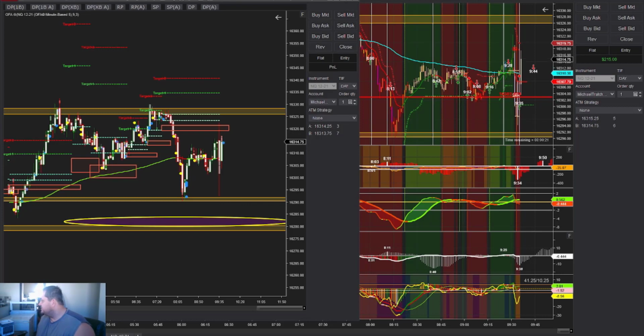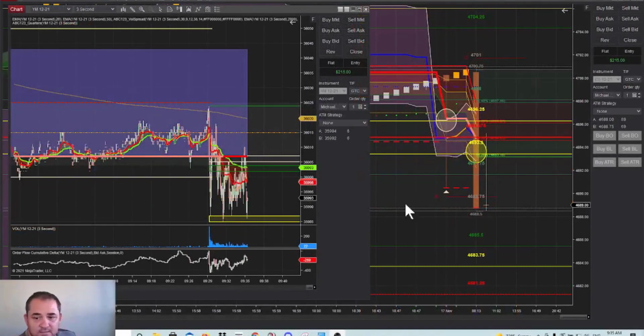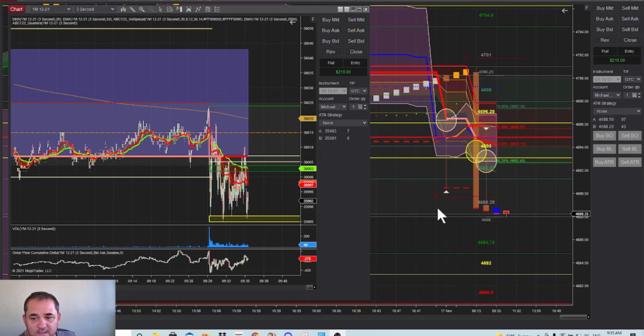Now let's start taking a look at the ES transition. On the ES, we're almost ready to break. See, they're playing games right now. But if you look at YM and ES, we don't want to be in this game. We've got to see some movement and a pullback.